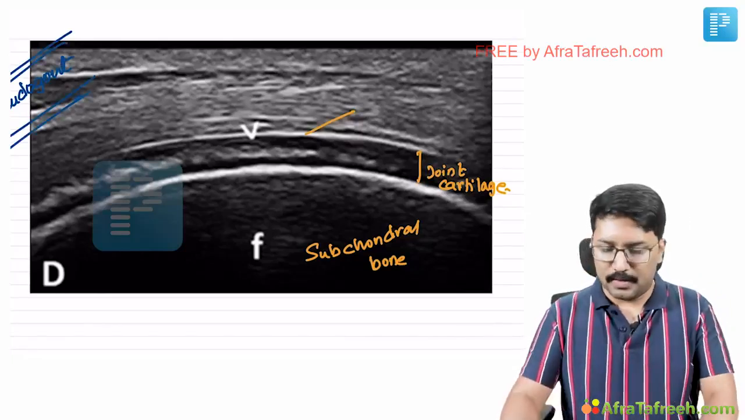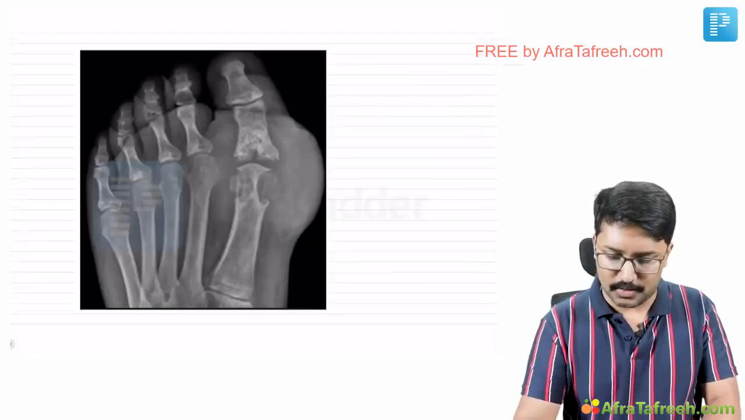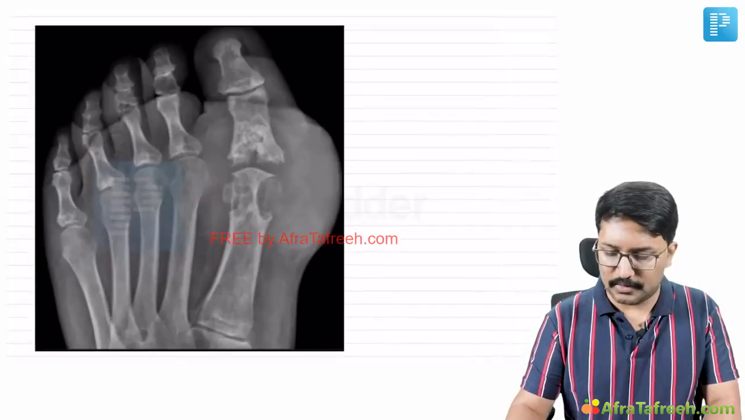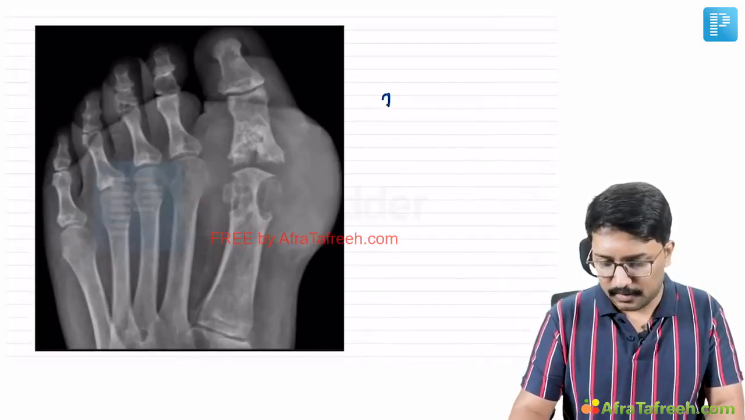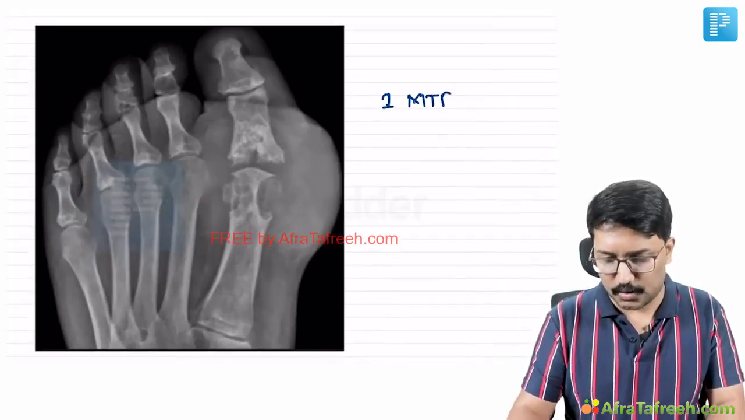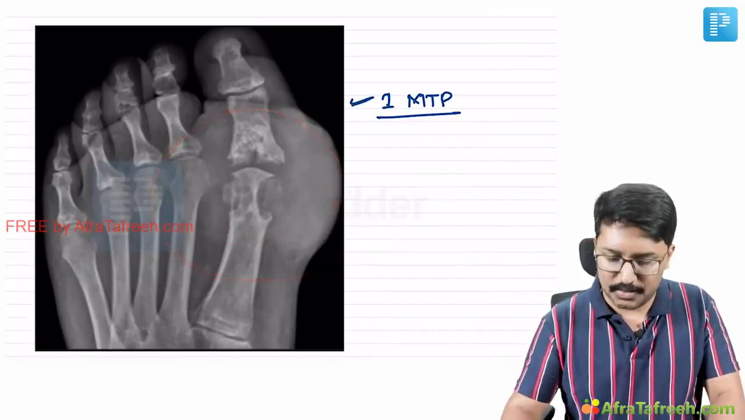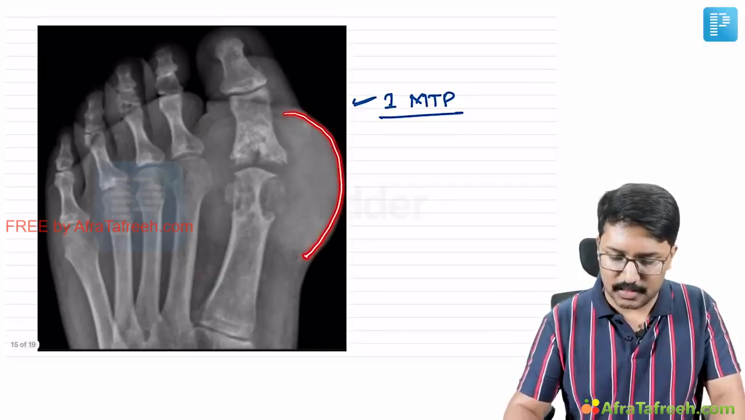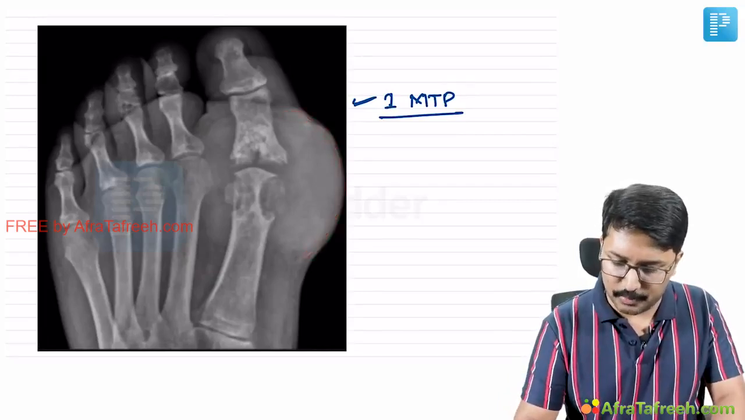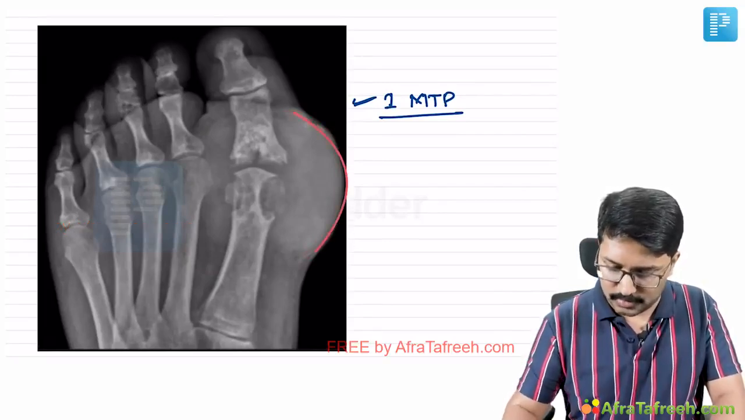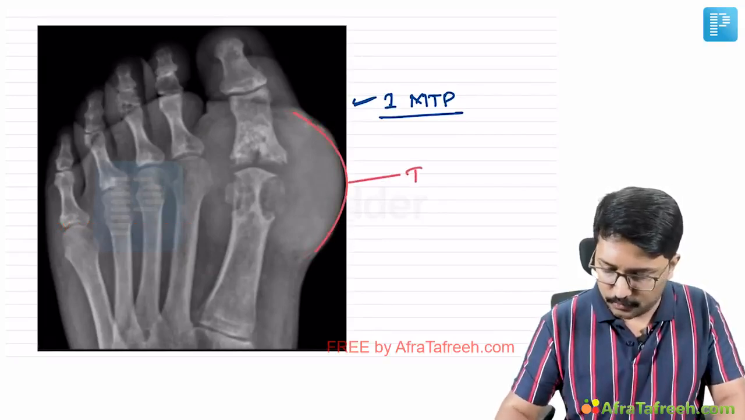Clear? Okay. Now let us look at the next image. This is an X-ray of a foot. So the first thing we notice is that the abnormalities we are seeing are affecting the first metatarsophalangeal joint, right? This is the first thing that becomes evident here. You can appreciate this soft tissue swelling. This is a typical tophi, right? So this is our tophus, one tophus.